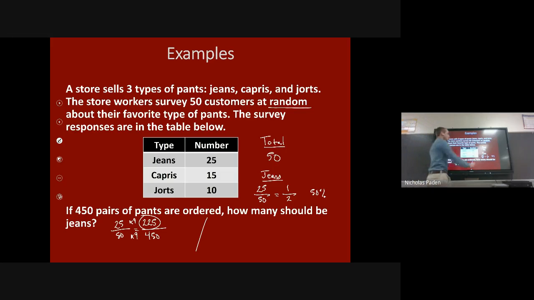The second way is we know that 50% of these pants are going to be jeans. And so you could also do 450 times 0.50, because that's 50%. We're trying to find 50% of 450, and that is going to get you 225. Okay, so 225 is our answer. If we have that random sample, as long as it's random, then we can answer a question like this.